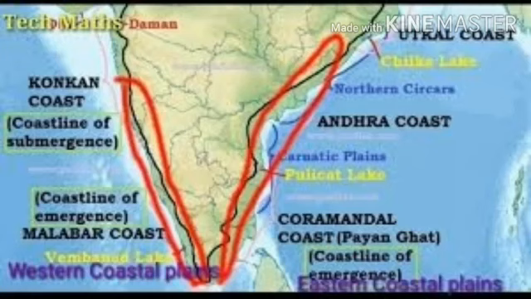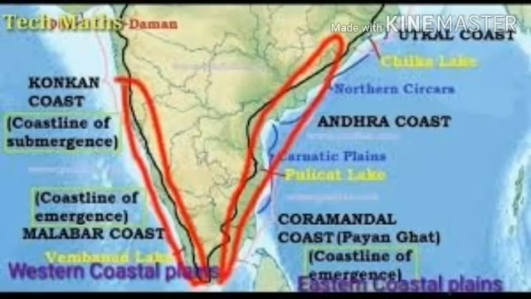Students, the plains along the Bay of Bengal are wide and level. In the northern part, it is referred to as the Northern Sarkar, while the southern part is known as the Coromandel Coast. That means, in northern part, it is known as Northern Sarkar. In southern part, it is called as Coromandel Coast.